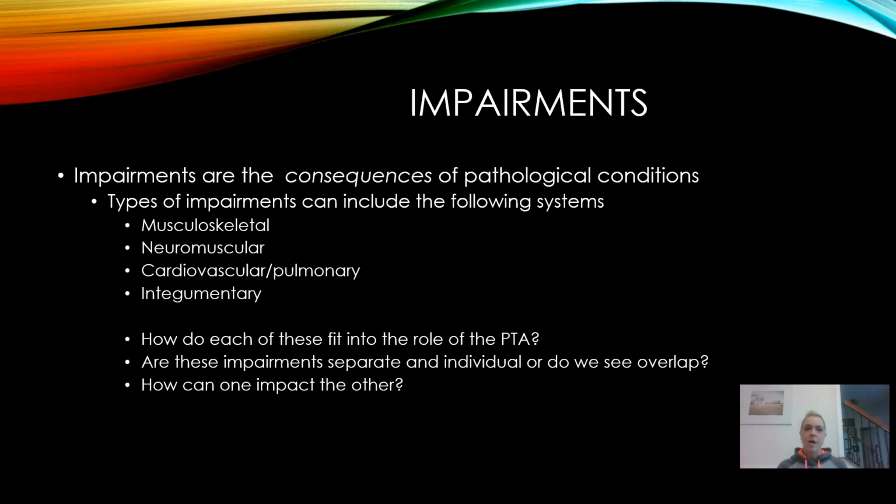Impairments we've talked a lot about before, but these are sort of the consequences of those pathological conditions. So say the person has a rotator cuff tear, the impairments would be the things like the decrease in range of motion, decrease in strength, decrease in flexibility of the shoulder. And it can affect all of your systems, your musculoskeletal, neuromuscular, cardiovascular, and integumentary. And so again, there's going to be overlap here between the different systems. There's not often something that doesn't have an effect somewhere else. And so we, again, need to take a look at the whole person, the whole picture, and then tailor an exercise program to fit their needs.